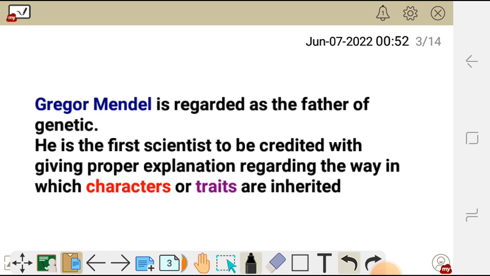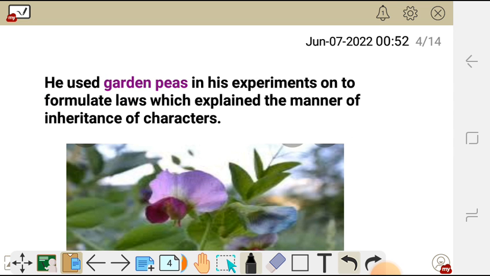So under genetics, we have a scientist who is regarded as the father of genetics, and his name is Gregor Mendel. He's the one who discovered how genes are passed from parents to their offspring. He is the first scientist to be credited with giving a proper explanation regarding the way in which characteristics or traits are inherited. And he did this by using what we call garden peas in his experiments to formulate laws which explained the manner of inheritance of characters.